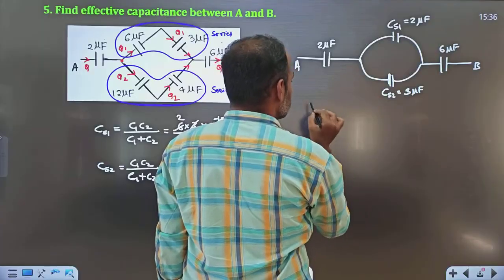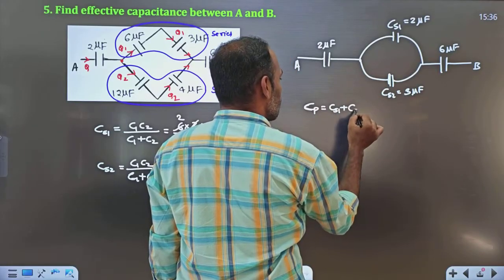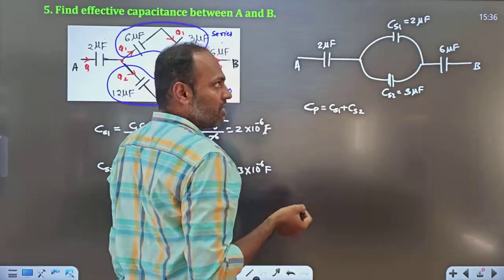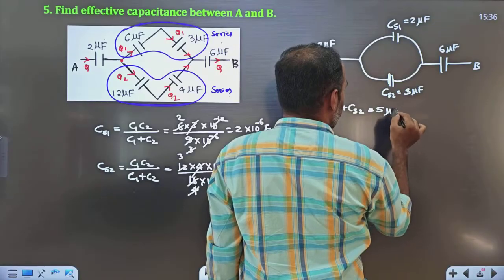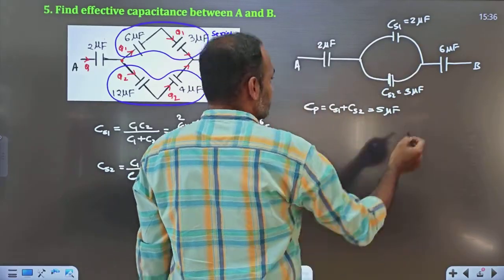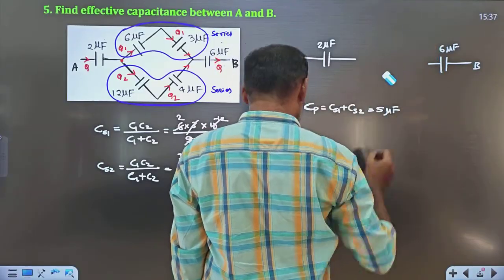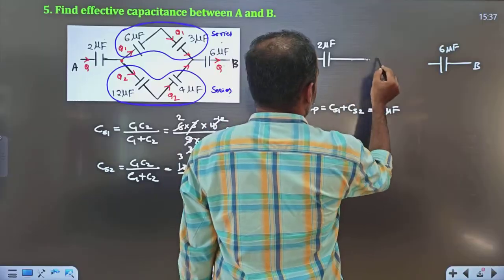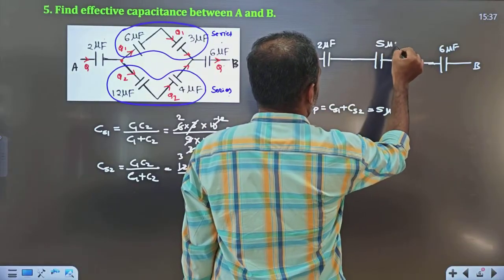So their effective capacitance will be CP is equal to CS1 plus CS2 because they are in parallel. So 2 micro plus 3 micro, this will be 5 microfarad. If two capacitors combine, you take it as a single capacitor because we have found its effective value. Okay, so now you take it as a single capacitor. This capacitor is of 5 microfarad now.